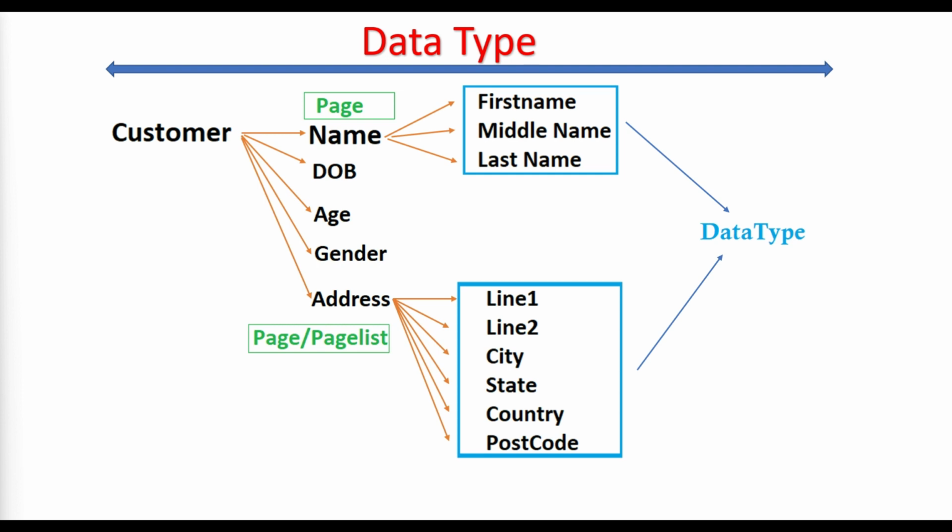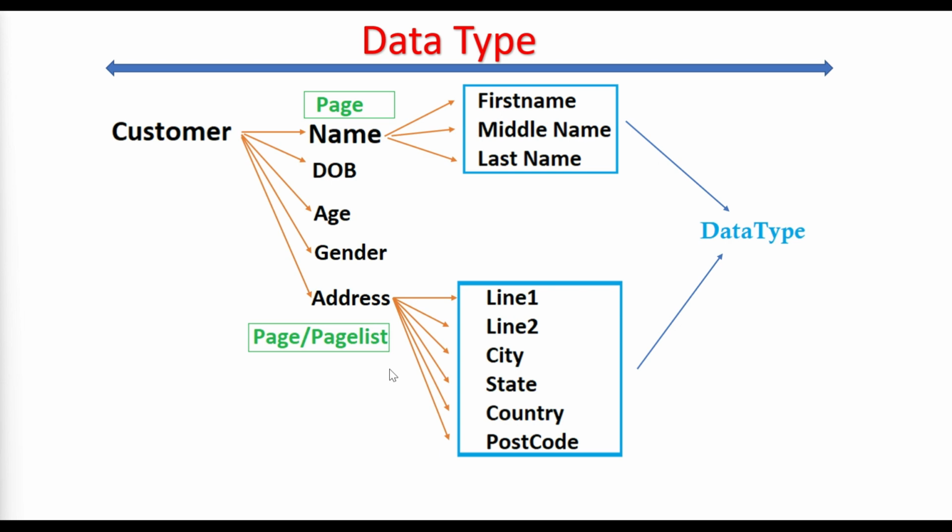Similarly, for address, you create the address property in the work class as a page or page list depending on your requirement, and then it asks for a class definition. In that class definition, you provide a data class, and then in the data class you create line 1, line 2, city, state, country, postcode properties so that you can use them.